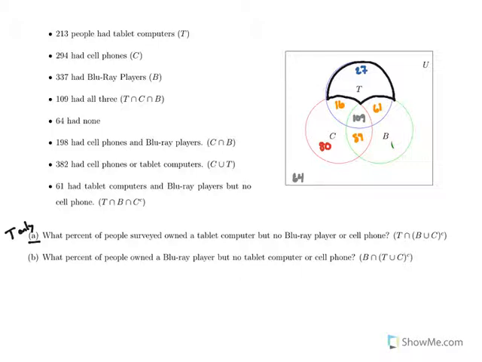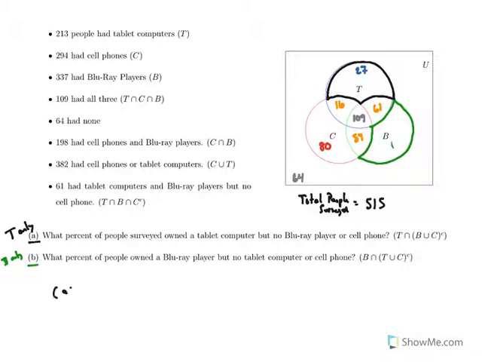And what percent of people owned a Blu-ray player but no tablet or cell phone? Again, that is just our B only. We found that much earlier here. Just that chunk. So before we answer the question, we need to find how many people total. And that is just adding all of the pieces of our Venn diagram, which would give us 515 if we added all those numbers together.